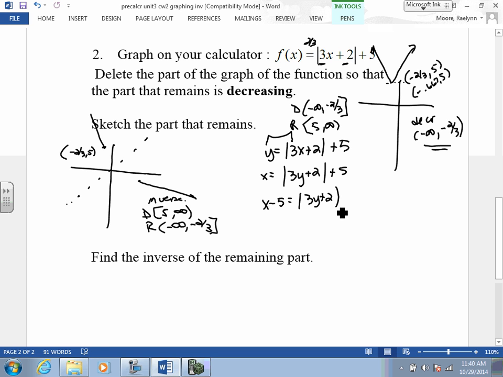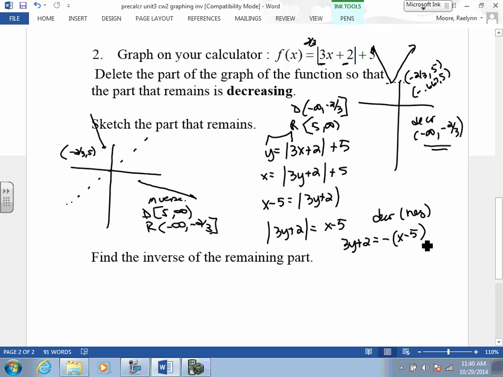I'm going to just reflect this a minute so you can see it this way. Now, absolute value says you have a positive root and a negative root. Which one do we want? The negative. Good. So we want the decreasing. If we wanted the positive root, we pull out 3y plus 2 equals x minus 5. But because we want the decreasing one, we want the negative root, we're going to pull out 3y plus 2 and set it equal to the negative of x minus 5.